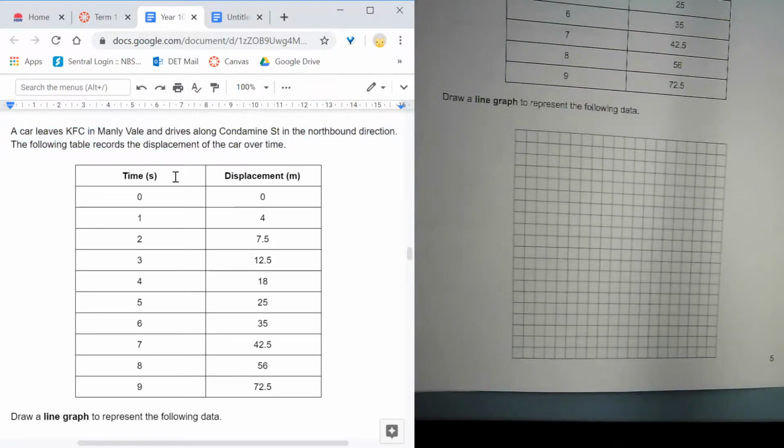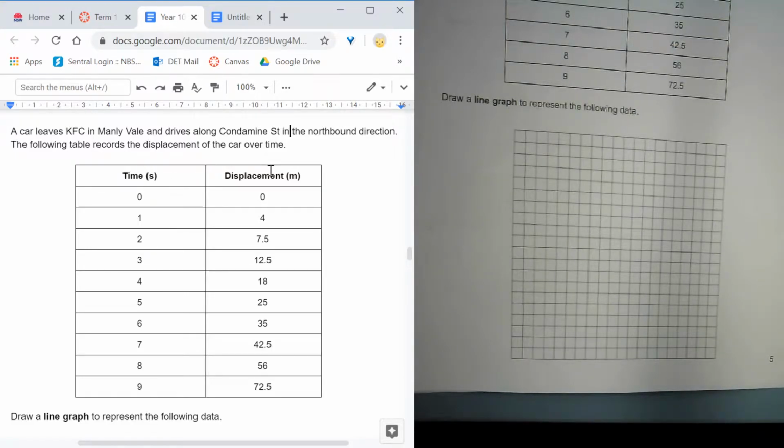So we've got our two variables up the top of this table here. Here's time in seconds, and we've got displacement in meters. Now remember, the first thing that you can do, and it's probably the easiest thing to do, is to write our labels on the axes. So time in seconds on the left, displacement in meters on the right.